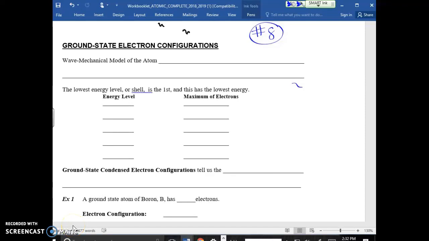Welcome to our 8th lecture in the atomic structure unit. Today we're going to talk about ground state electron configurations. Before we get into that, there's a subtopic that I delayed a little bit. I told you I was going to tell you more about orbitals.